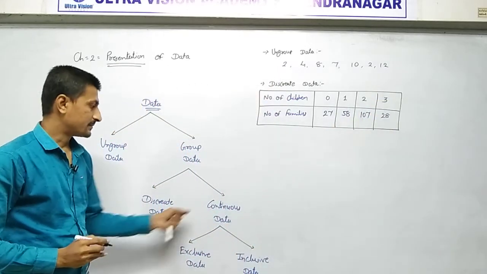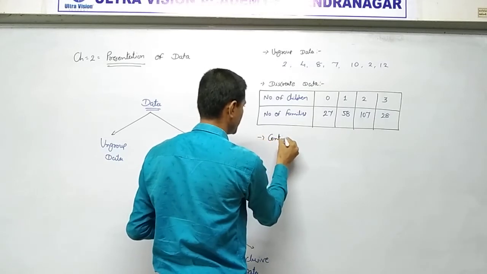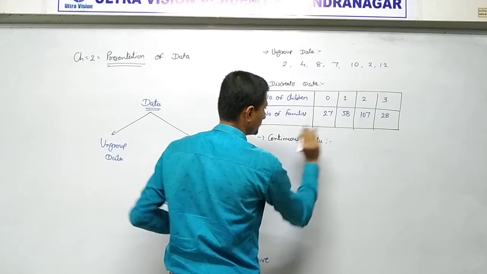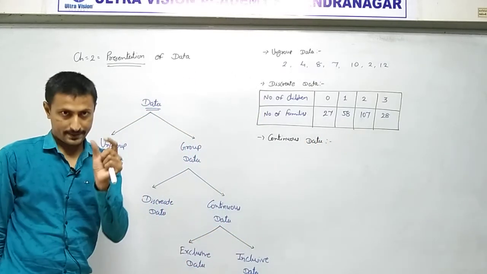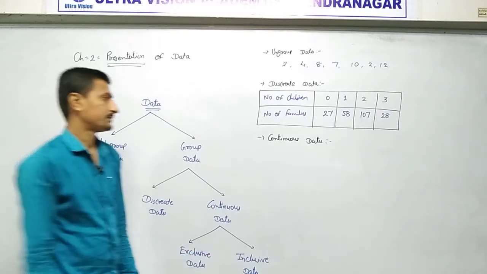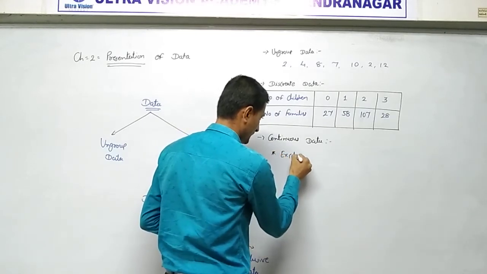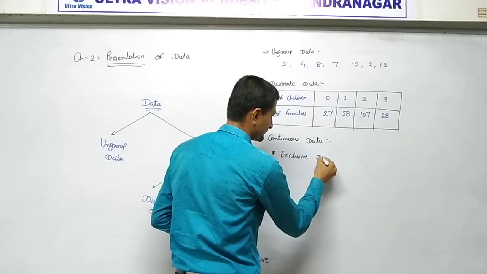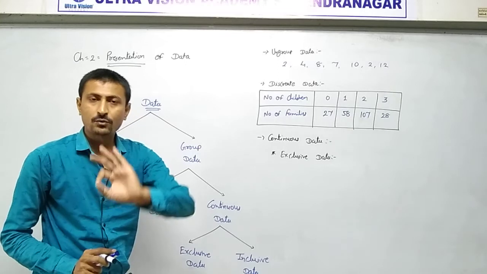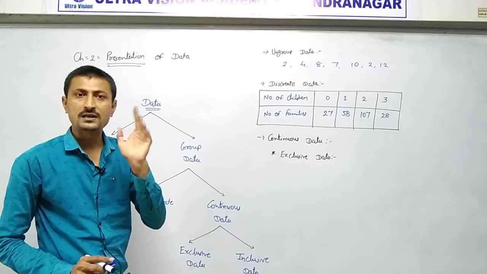Done. Next, continuous data. Continuous data means group data, under which there are exclusive data and inclusive data. Exclusive data means in any given class, the upper limit and the succeeding class's lower limit are both the same.